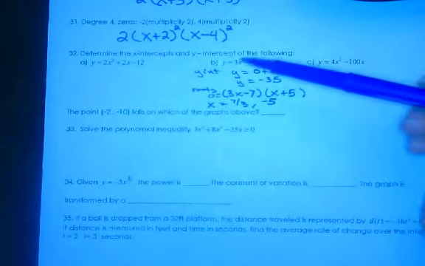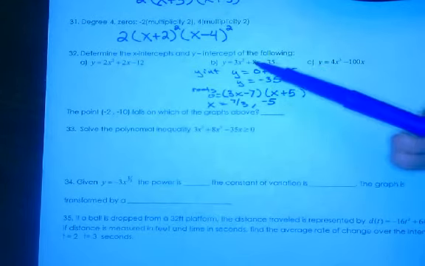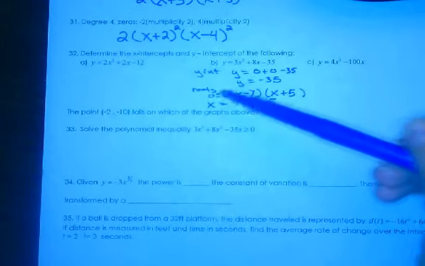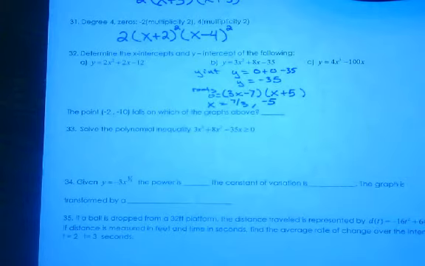Okay, so determine the x-intercept, check, and the y-intercept, check. So to find the y-intercept, you plug in x equals 0. To find the x-intercept, aka the roots, you set the equation equal to 0 and factor however you need to do that.